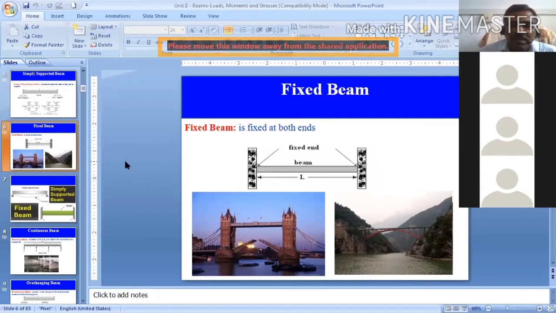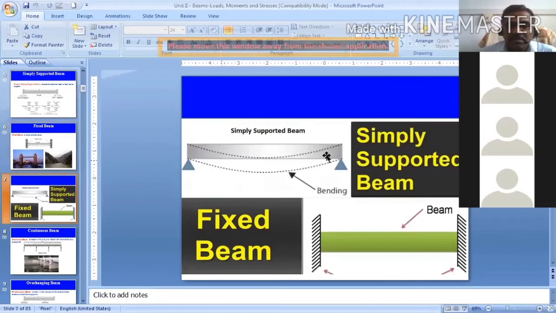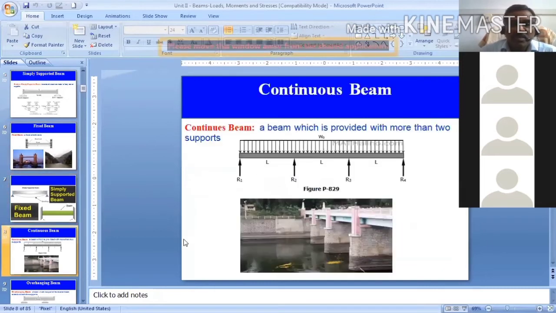Now you can see this is a simply supported beam, and this is fixed into the wall. Here it is supported by a bearing. This is a continuous beam. When the number of supports is more than two, then it is called a continuous beam. A bridge with a number of supports is an example of a continuous beam.